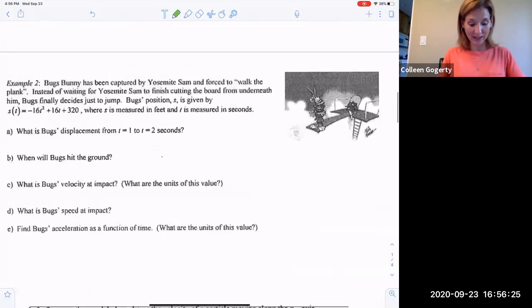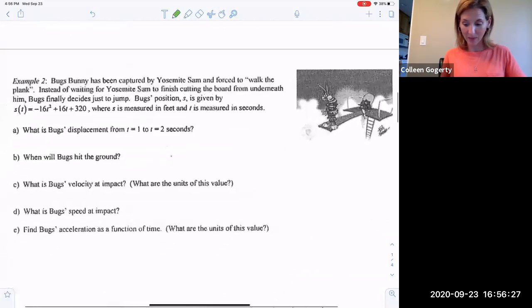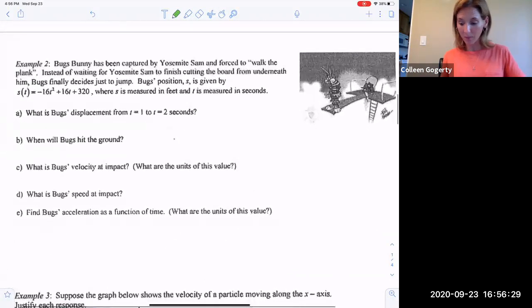Let's try to finally get into, so what the heck is happening? So in this example, poor Bugs Bunny is all tied up. If you've ever watched a Bugs Bunny cartoon, Yosemite Sam has tied up Bugs Bunny and has put him on a super, super high board and is threatening to push him off. But funny Bugs Bunny, if you read this, has decided to just jump off the board.